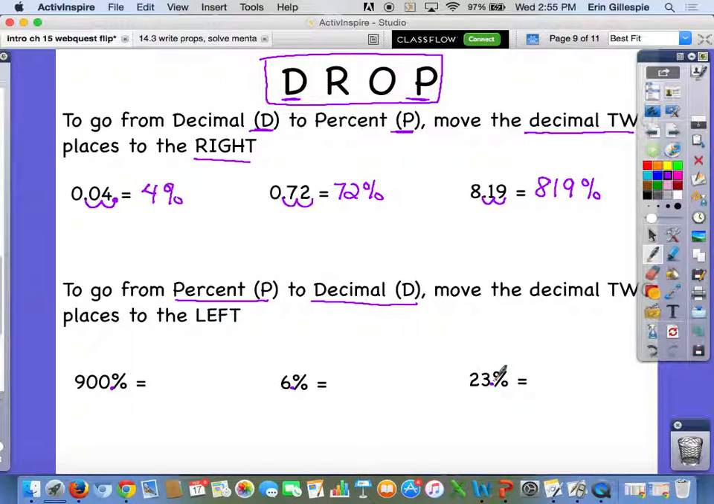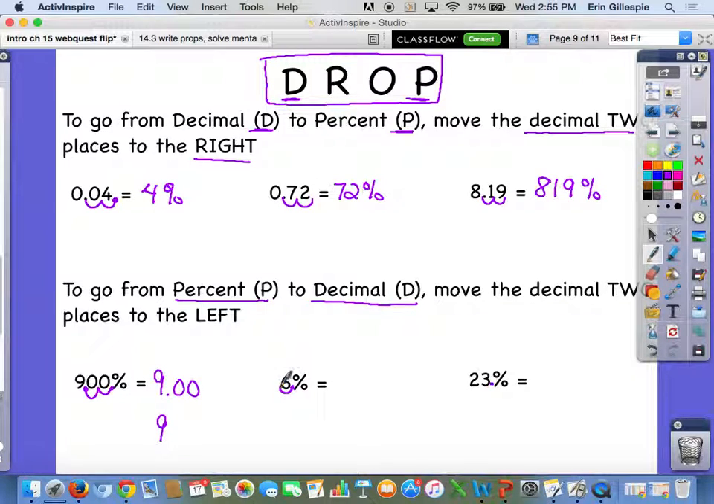I just put the purple dots. So from there, I want to go 2 to the left. So that 900% is 9 as a decimal. Could you write 9.0 or even 9.00? Yes, you could. But the simplest way to write it is just 9.